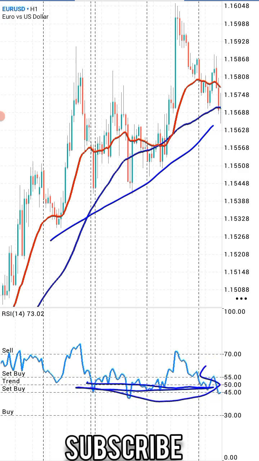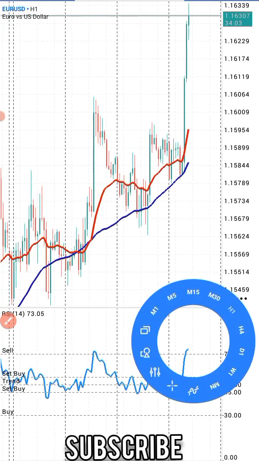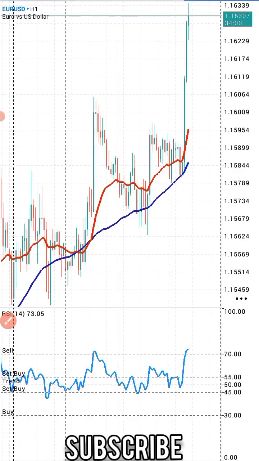And then coming back to 55. That is a proof that price is only pulling back to continue the trend. That is a confirmation of bullish divergence. Now price makes lower lows, RSI makes higher lows, reversal incoming to the market.